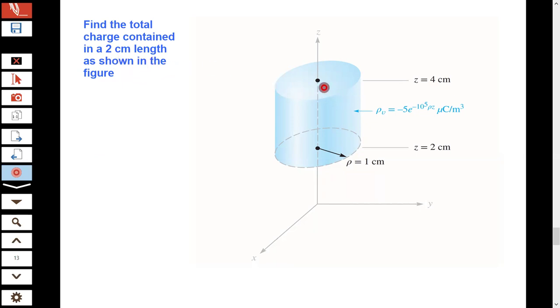When we look at the figure, there is a volume of cylinder given where radius is 1 centimeter and the cylinder is a complete cylinder of 0 to 2 pi angle and Z extends from 2 centimeter to 4 centimeter. The charge density, that means how much of charge is there per unit volume, is given as minus 5 into exponential to the power of minus 10 power 5 rho Z microcoulomb per meter cube.